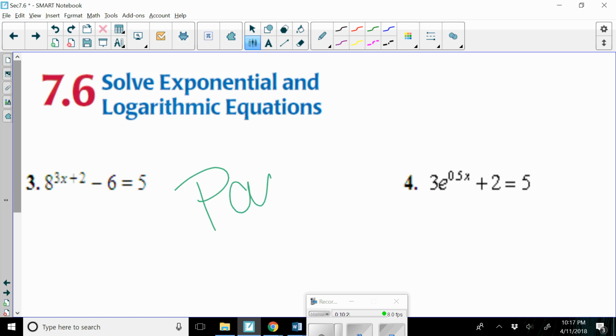All right, again, try these next couple on your own. You can pause the video while you work and then unpause for the solution.